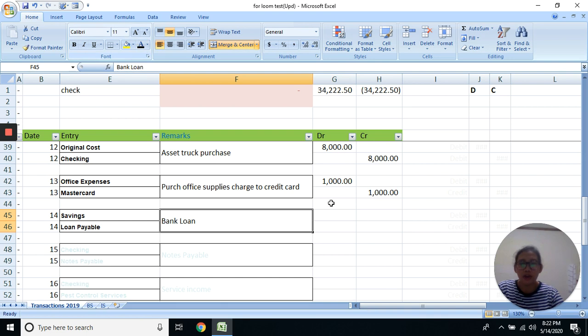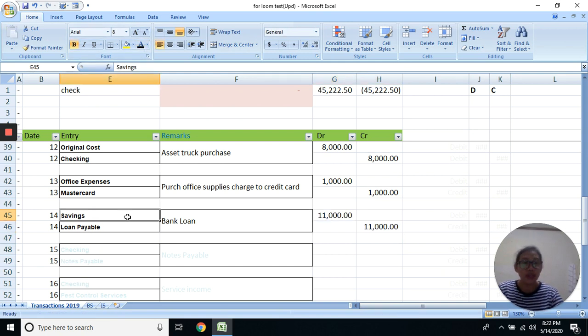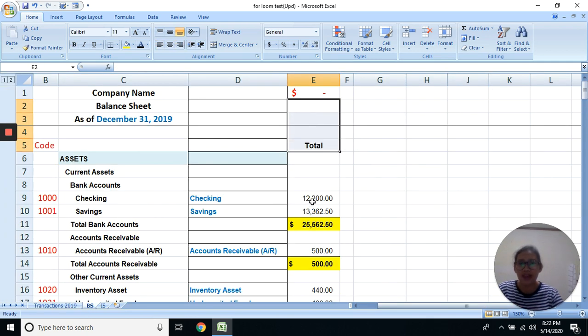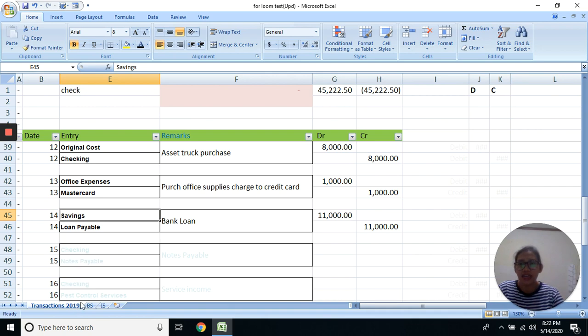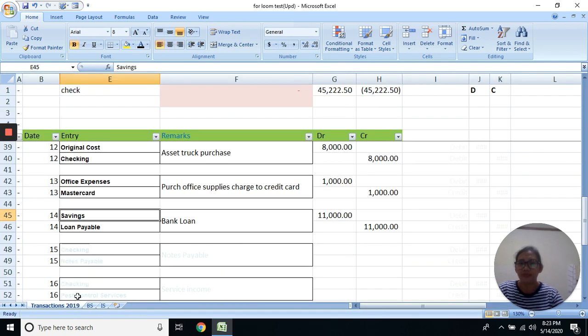So we also have another transaction on loans payable amounting to 11,000. So we deposited the fund that we received from the loan to our savings account. So the savings account increases by 11,000, and the loan payable increases by 11,000. Next transaction.